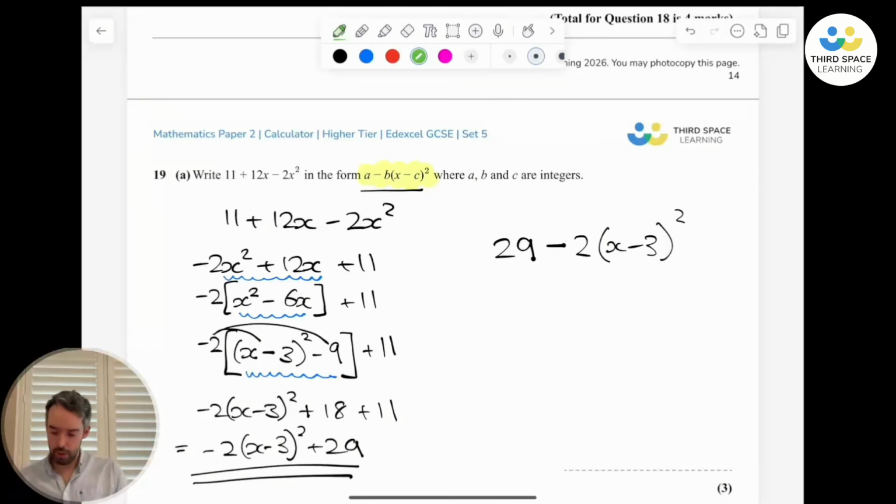Where do those marks come from? So we're going to get 1 mark for factorising out negative 2, 1 mark for completing the square, and then 1 mark for the correct answer.